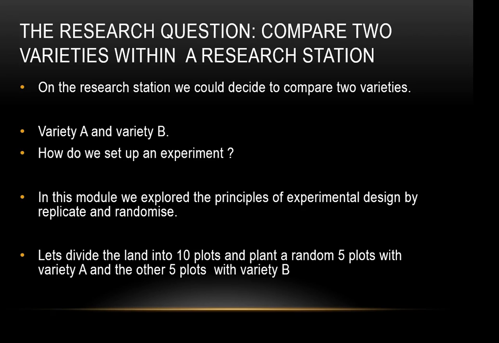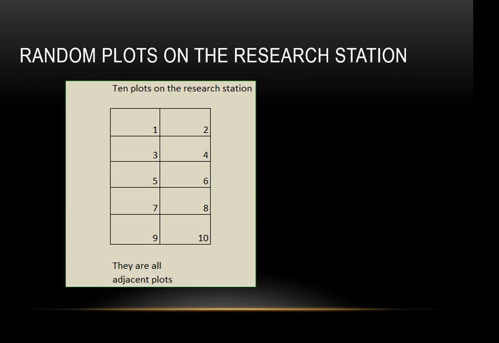So when you are a researcher, you need to first of all think of what your particular research question is. For instance, on a research station, we might decide we want to compare 2 new varieties. We'll just call them variety A and variety B. So how can we set up this experiment? In this module, we explored the principles of experimental design by using replication and randomization. Let's divide the land into 10 plots and plant 5 random plots with variety A and the other 5 plots with variety B. Here are the random plots on the research station.